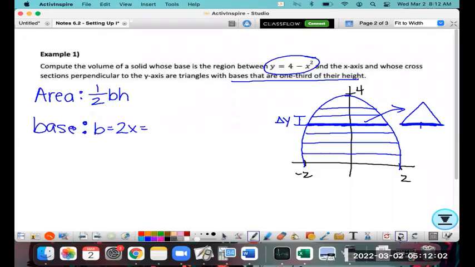So I'm going to add the x squared to the other side and subtract the y. And then I'll square root both sides. And considering we're just using this to measure length, I don't need to have the negative version of the square root. The positive version will get me what I need. Okay, so we have that the base equals 2 times the square root of 4 minus y.